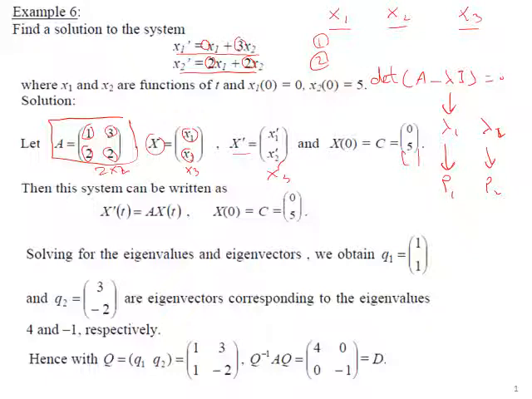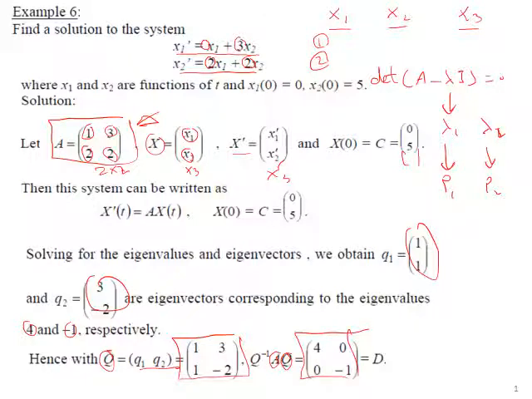Now I solve this matrix A here to find eigenvalues 4 and minus 1, and their eigenvectors (1, 1) and (3, minus 2). Very simple. Now I put them side by side, as you can see here, to construct my matrix, which is Q. Now if I find the inverse of this Q and multiply it by A and by Q again, I will get matrix D. What does matrix D represent? It's a diagonal matrix which has the eigenvalues on its diagonal as elements. You see 4 and minus 1.